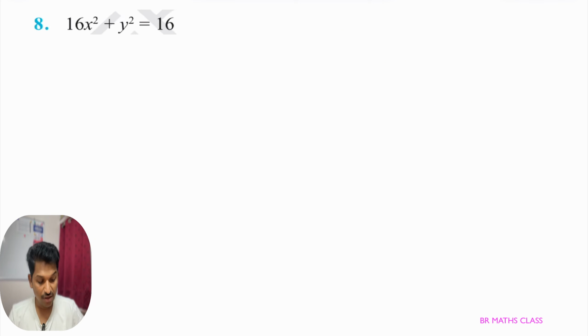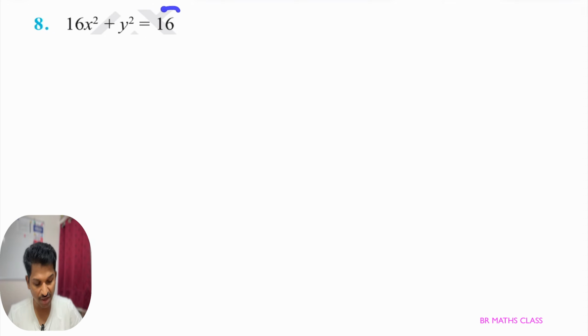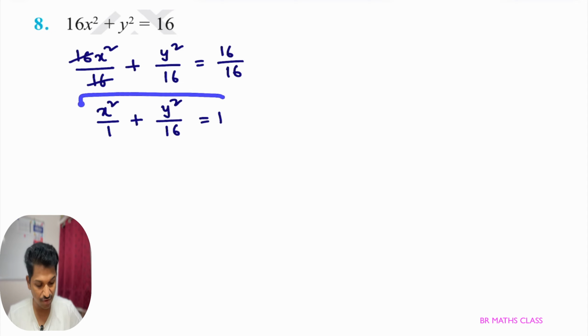In the same way, if you observe, this question is also not in the standard form like x square divided by a square plus y square divided by b square equal to 1. So after the equal sign, first I'll try to get 1. For that, I'll divide this complete equation by 16, on both sides. Now what happens? This is x square divided by 1 plus y square divided by 16 equal to 1. Now this is the standard form of ellipse.